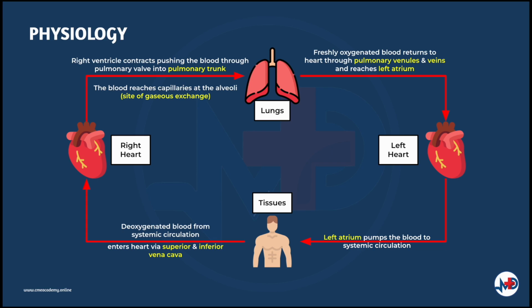The right ventricle then contracts, pushing the blood through the pulmonary valve into the pulmonary trunk. The pulmonary trunk divides into the left and right main pulmonary arteries and branches into small arterioles. The blood eventually reaches the capillaries at the alveoli, which are the sites of gaseous exchange. Then, the freshly oxygenated blood returns to the heart through pulmonary venules, pulmonary veins, and finally reaches the left atrium. From here, the blood is ready to be pumped to the systemic circulation via contraction of the left ventricle.